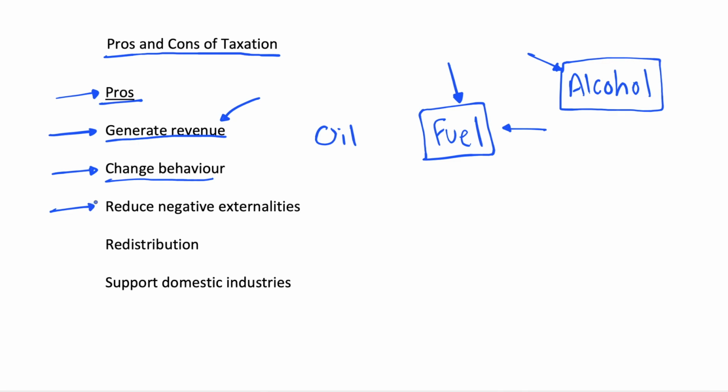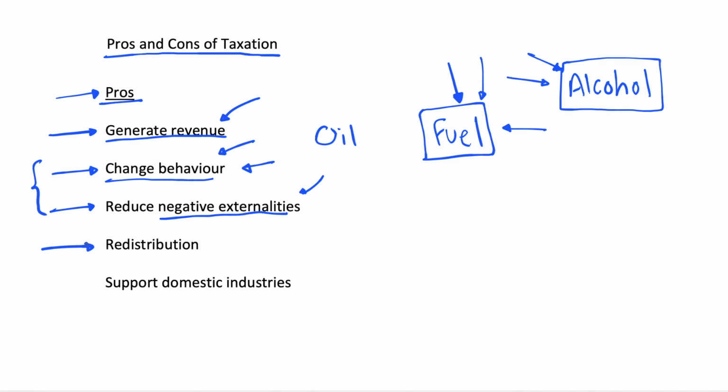Tied in with this previous one is reduce negative externalities, but this is a point in its own right, that we can change people's behaviour and reduce the negative externalities associated with alcohol and with fuel. But this change behaviour point is also relevant for, say, if we want to make people do something instead that has positive externalities. So we can change behaviour either way, either to reduce externalities or to increase positive externalities. But yeah, these points definitely intertwine with one another.